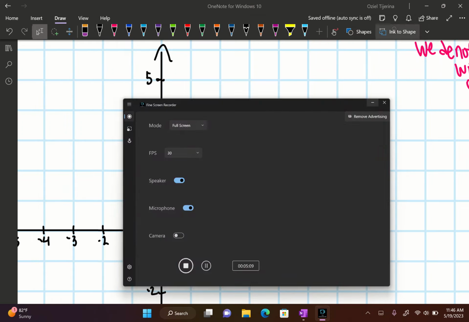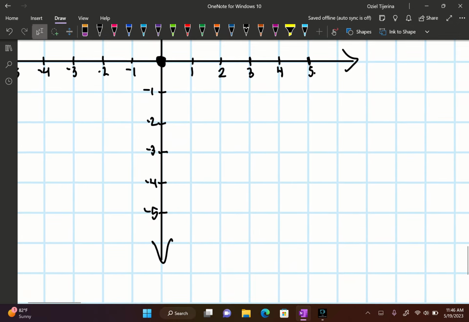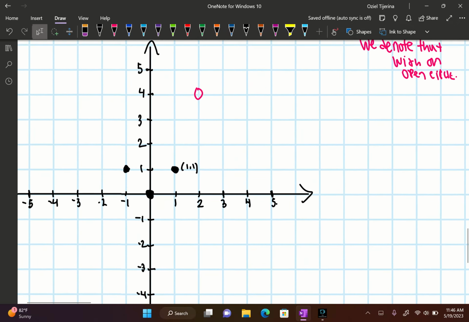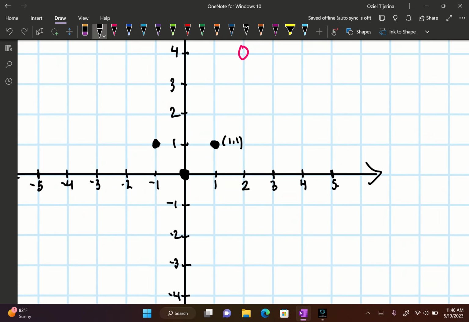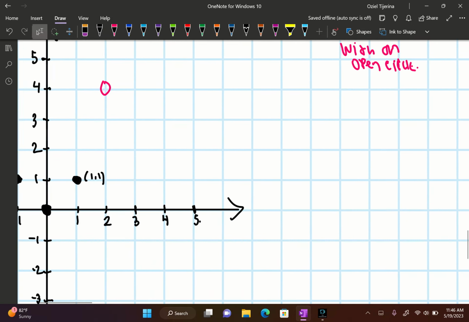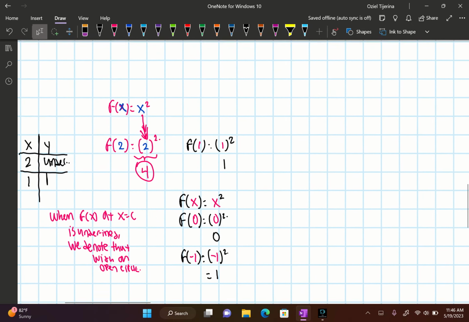So we know that it's going to be denoted by y equals 1. So it's going to be at negative 1 comma 1 here. And then at negative 2, it is defined.